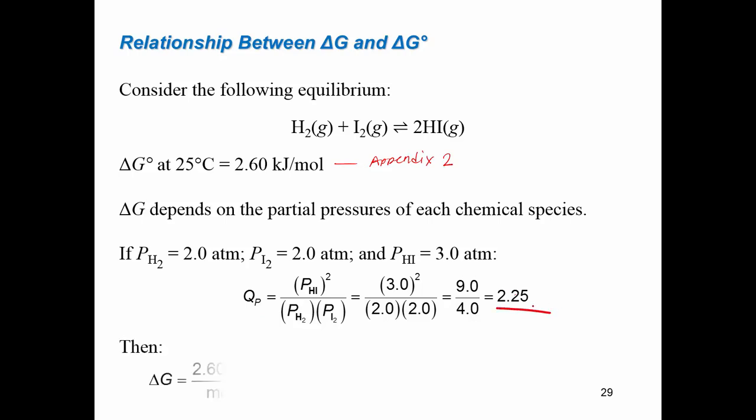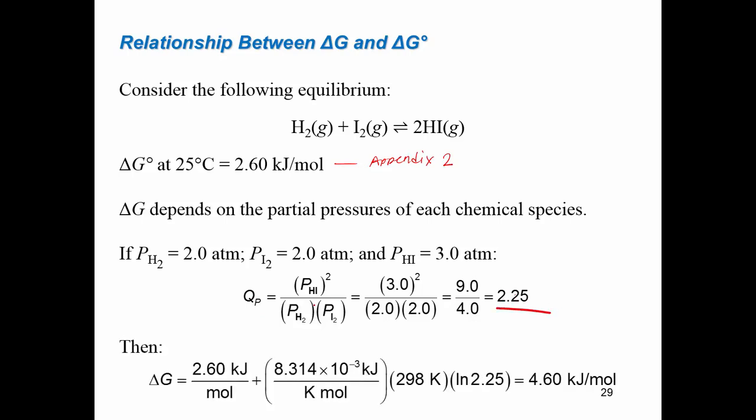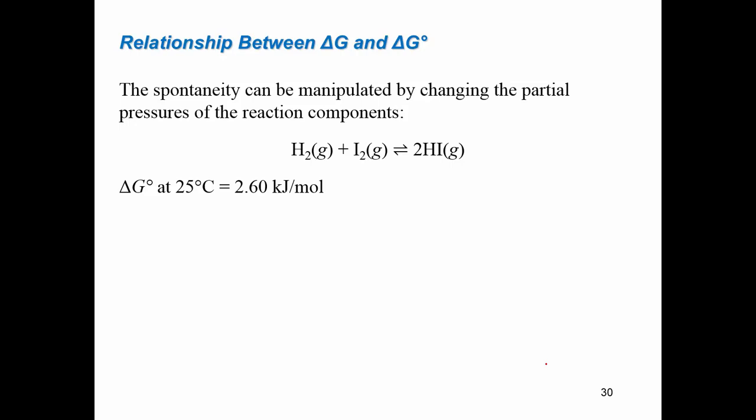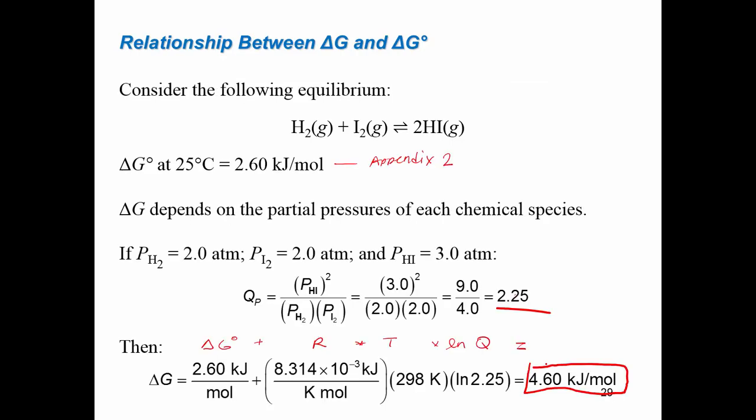So we plug in all of our numbers. Now delta G equals delta G naught plus R times T times the natural log of Q. When we plug in all those numbers and do that calculation, our delta G is a positive 4.60 kilojoules per mole. That tells us this is a non-spontaneous reaction at 25 degrees Celsius and these pressures.